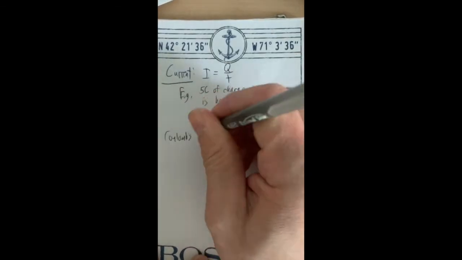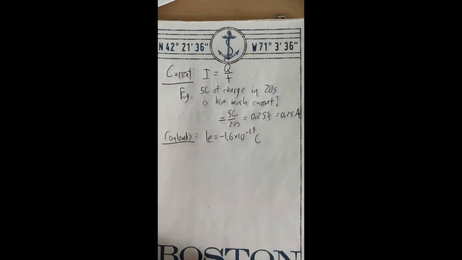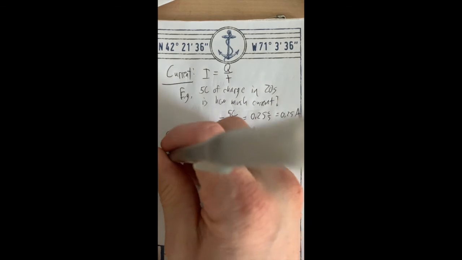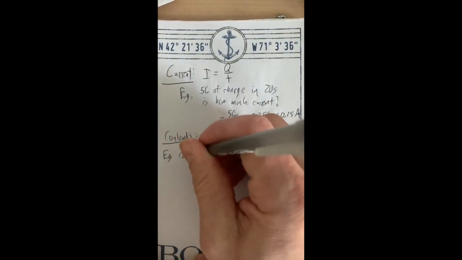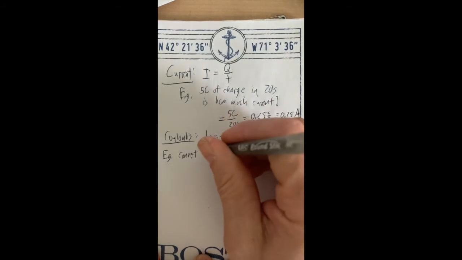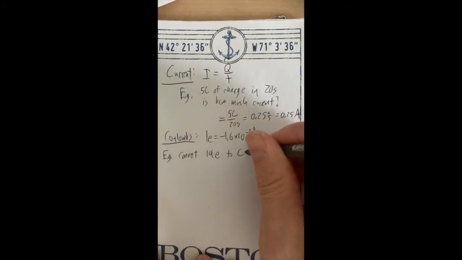Next thing, what is a coulomb? Well, a coulomb is just this unit of charge, and it's related to the charge of an electron. An electron is a tiny fraction of a coulomb. So, for example, if we had, say, 14 electrons, how many coulombs would that be?